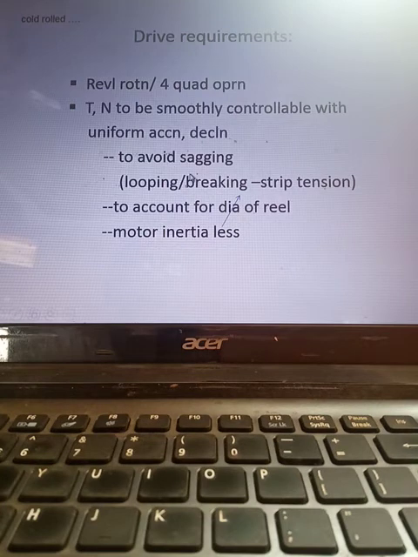To avoid sagging, looping, breaking. If you pull very much, then the metal will break. If you don't pull properly, looping will take place. The strip tension is very important, and as you go on storing it, winding it, the diameter of the reel changes. Along with that, this tension also is to be controlled properly, and motor inertia should be less so that it becomes fast acting.